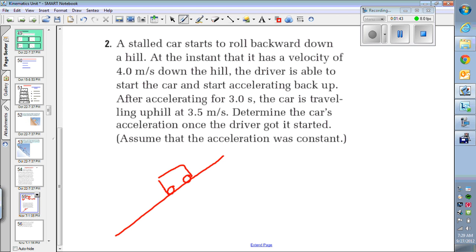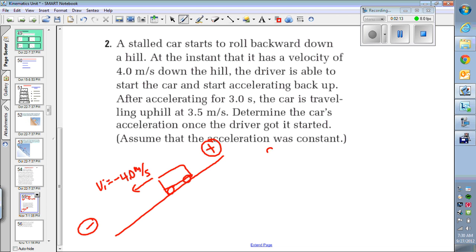Alright, so you got a car, or a hill, with a car on it. Give it some wheels. So it is going down the hill 4 meters per second. That's the initial speed. I'm going to choose down the hill as being the negative direction and up the hill being positive. I can choose whatever I like, so that's what we're going to choose. So VI is negative 4 meters per second. Then they're going to accelerate. Once they get to a certain point, they accelerate up the hill.